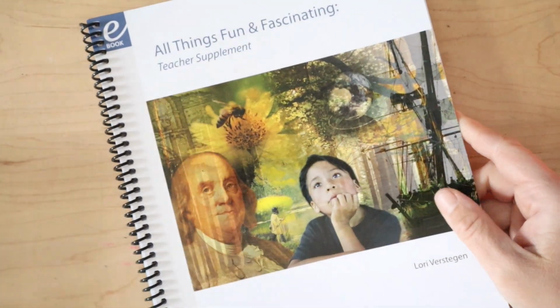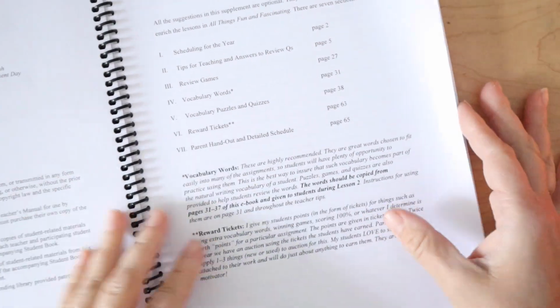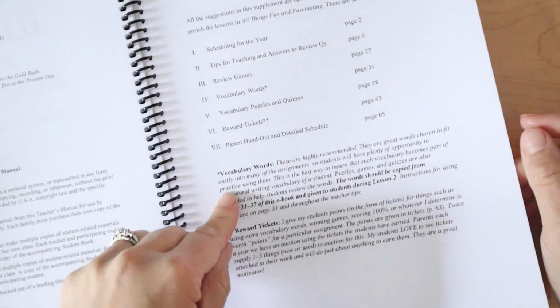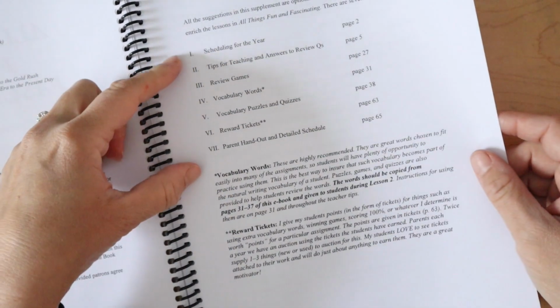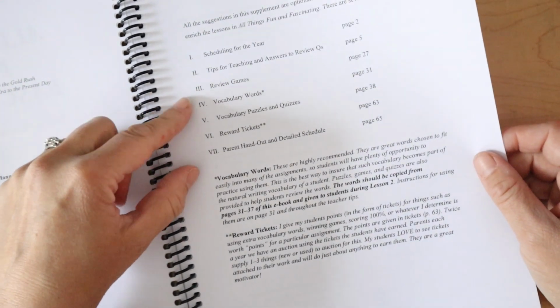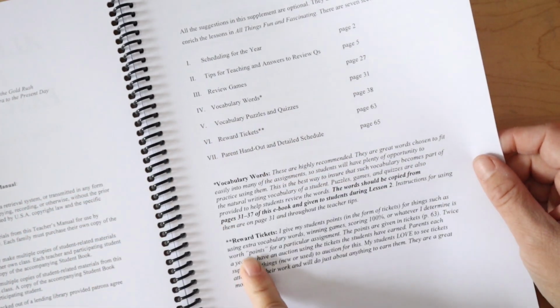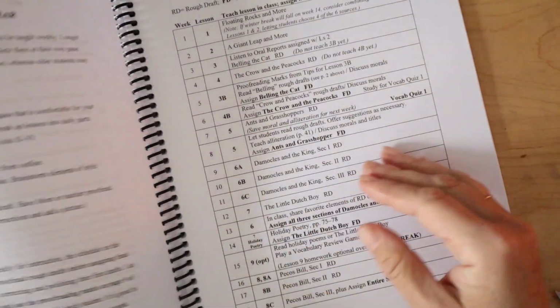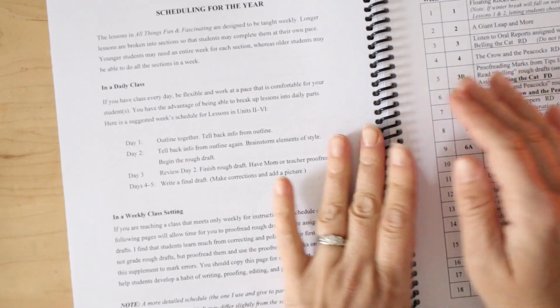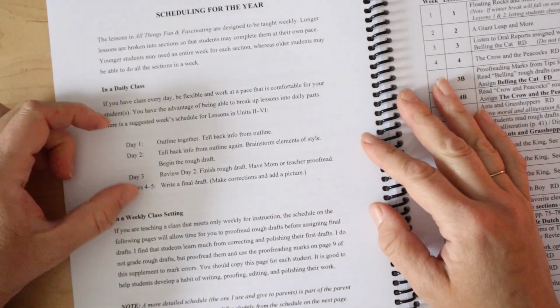Let's bounce over to the teacher supplement for a minute. Okay, so in here, again, we have information about how to use this program. We have scheduling for the year, tips for teaching, and answers to review questions, review games, vocabulary, puzzles and quizzes, reward tickets, etc. It talks about scheduling for the year. So if you're doing this in a daily class, how you would pace this throughout the week.